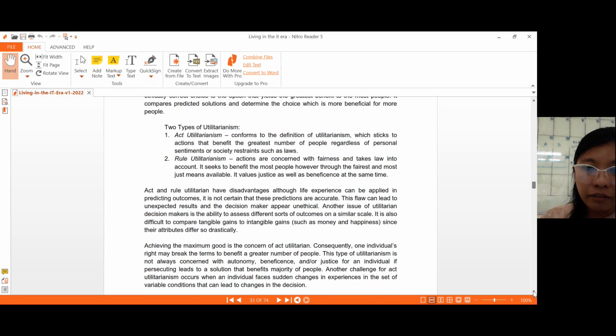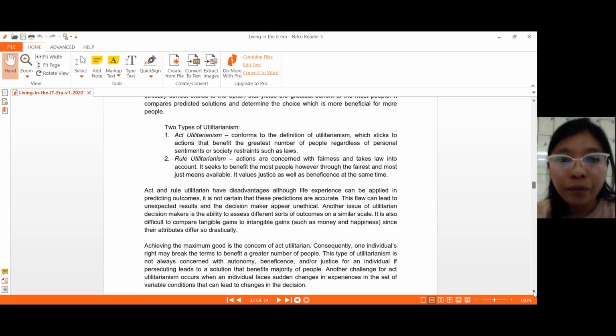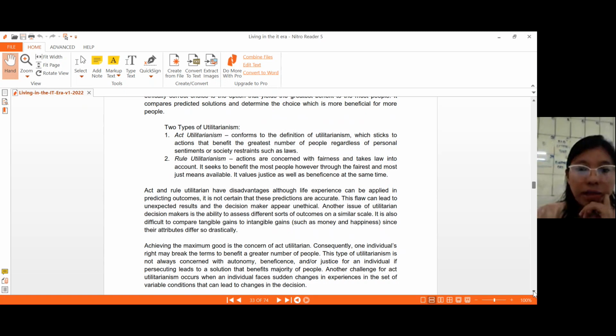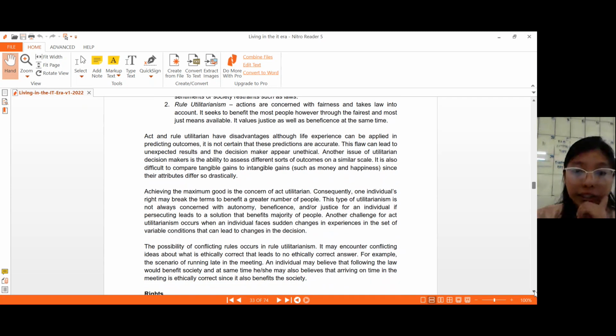Act and rule utilitarian have disadvantages. Although life experience can be applied in predicting outcomes, it is not certain that these predictions are accurate. This flaw can lead to unexpected results and the decision maker appear unethical. So another issue of utilitarian decision makers is the ability to assess different sorts of outcomes on a similar scale. It is also difficult to compare tangible gains to intangible gains, such as money and happiness, since their attributes differ so drastically. Achieving the maximum good is the concern of act utilitarian.